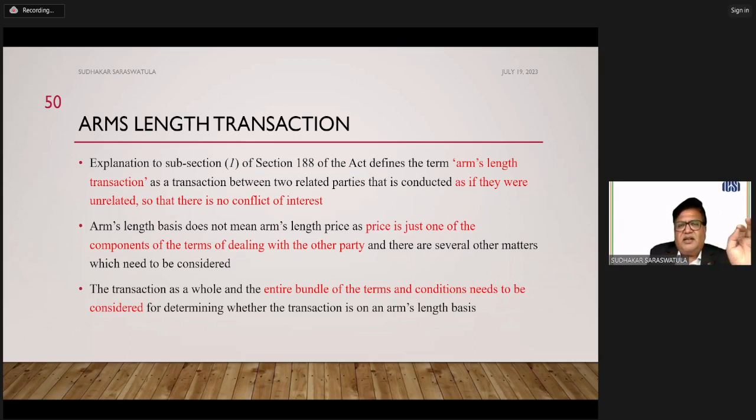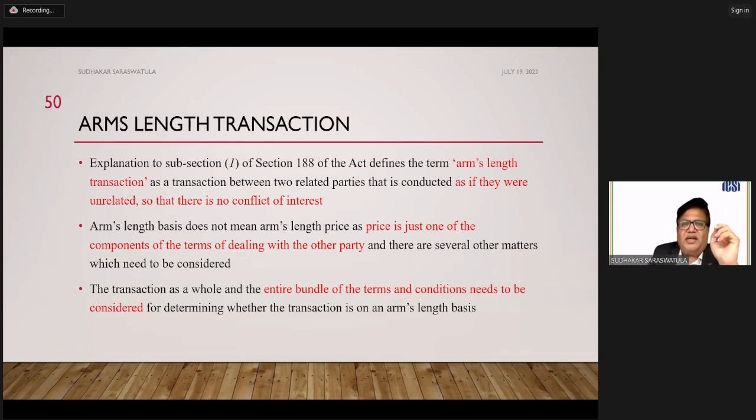Again, when I ask this question in a physical meeting, several times people say, yes, it is an arm's length transaction. I say, why? Because they say it is 85 rupees vis-a-vis 100 rupees. That is not the case. If price is not the only determining factor, apart from that, what is the credit period? To Mr. A, I am giving 6 months credit. And to Mr. B, I am giving only 1 week credit. Is it okay? The answer is no.